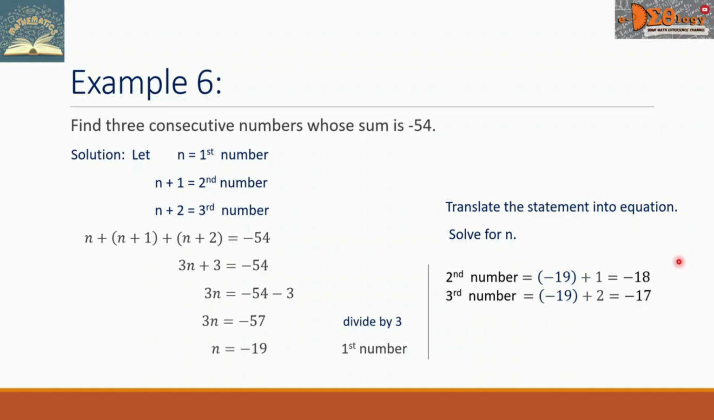Now we have the three consecutive numbers as required by the problem. So we write the three numbers are negative 19, negative 18, and negative 17. If we want to check if these numbers are the answer for this problem, first we observe that the three numbers are consecutive to each other. Next, if we add these three numbers, the total is negative 54.